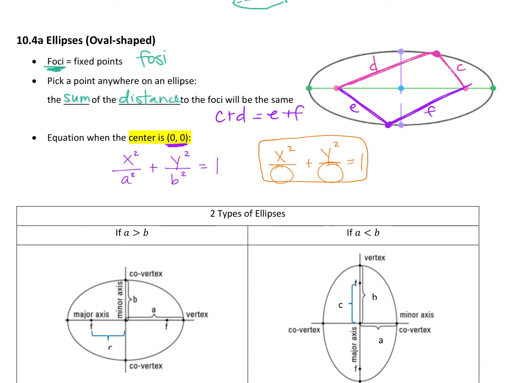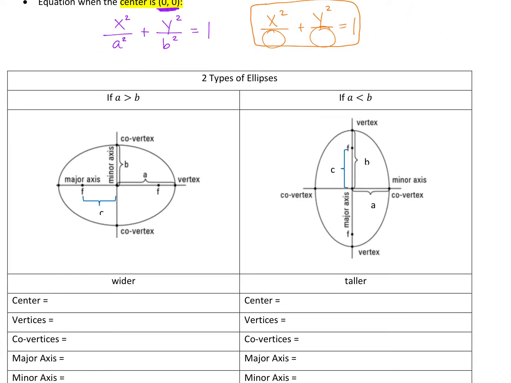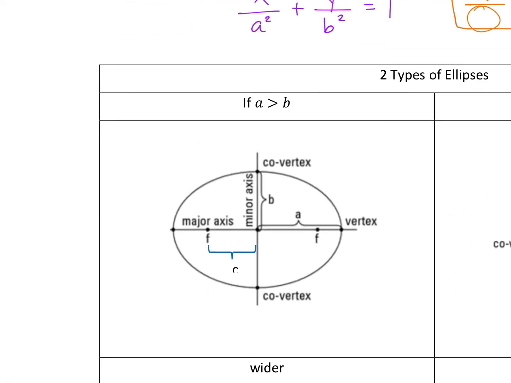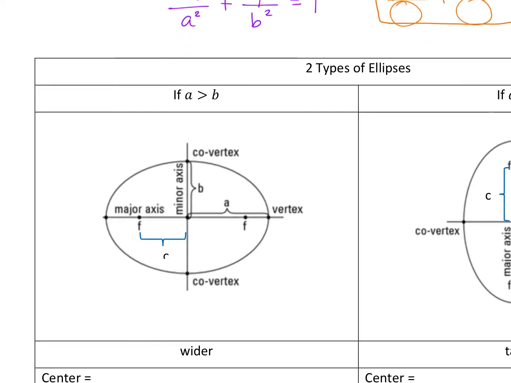Okay, so there are two different types of ellipses, and you can kind of see it in the picture already. The first type of ellipse that we're going to look at, so look at these two pictures. What do you notice? One is wide, the other is tall. Okay, those are the two types of ellipses that we're going to work with. So let's focus just on the wide one for now. Okay, notice here's your center.